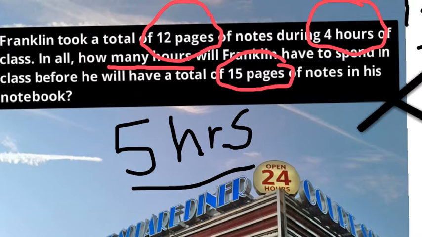So in other words, if Franklin takes 4 hours to do 12 pages, it's going to take him exactly 5 hours to complete 15 pages, because he's going at the same rate, or with the same ratio. And that's how we apply the concept of proportions to word problems.